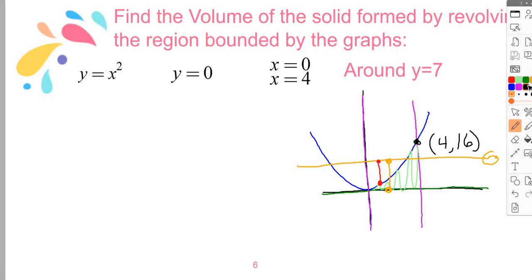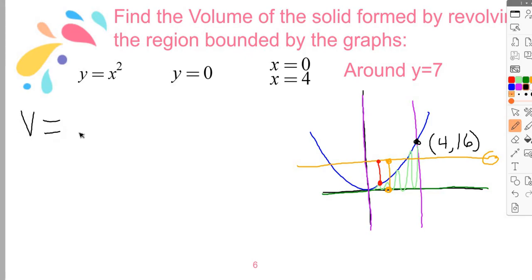Now, because notice, if I was just rotating around my x-axis, what type of method would that have been? Do I have a missing bit here? No, so it would have just been a disk method, right? Now, because I'm rotating around something different, now I do have a missing bit, so that's why we end up needing to subtract off stuff. So sometimes your method is going to depend on what you're rotating around. Even if you have the same graph for 3 different things, but you're rotating around the x-axis, the y-axis, or something else, it could depend on which method you're using.